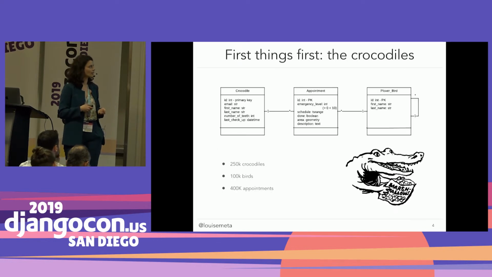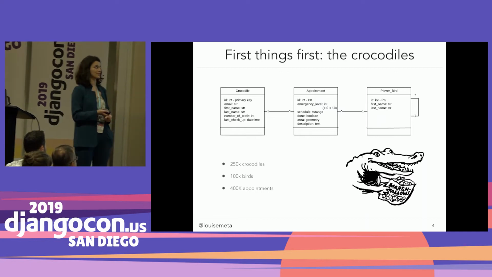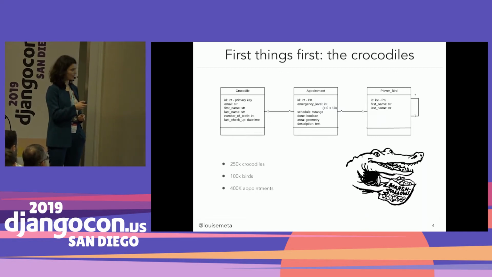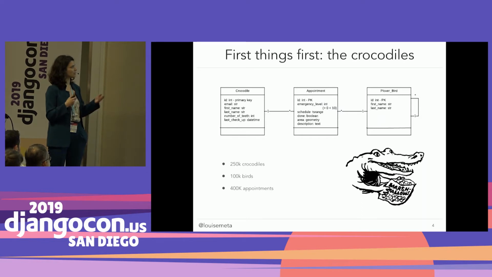So, I was talking about crocodiles. Here is the example I'm going to use for this talk. You have crocodiles. It's a table that contains email, first name, last name, number of teeth, very important, and the last checkup. And they can take appointments because they need dentist appointments. And the birds are the doctors. This is a really realistic example because in nature, crocodiles get their teeth cleaned by birds eating the food. So everything I say is true.